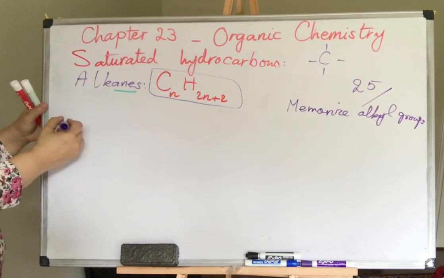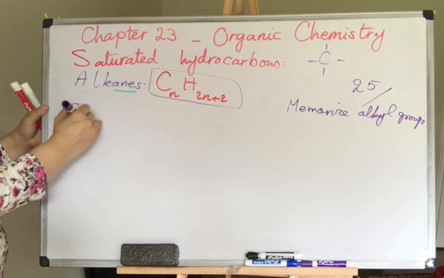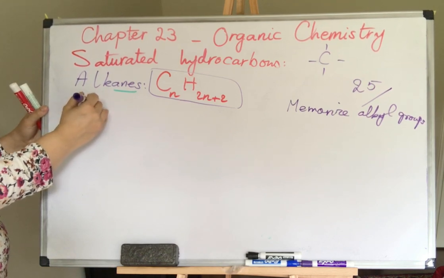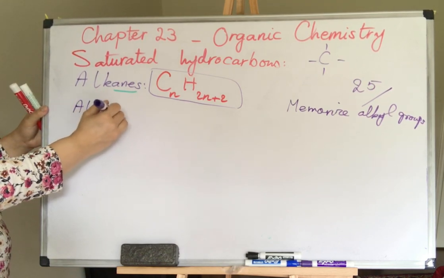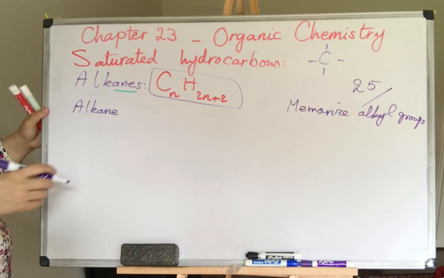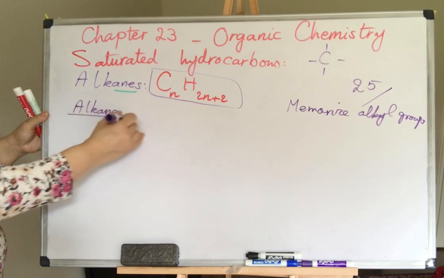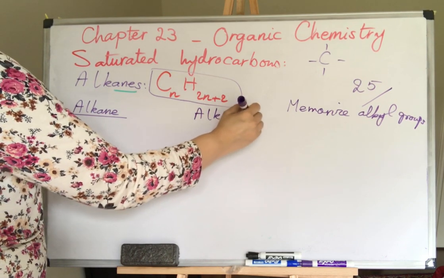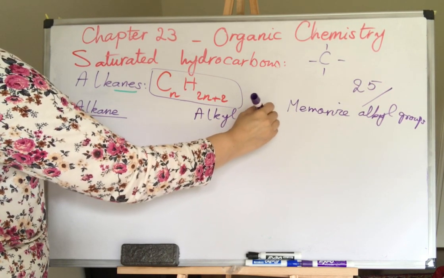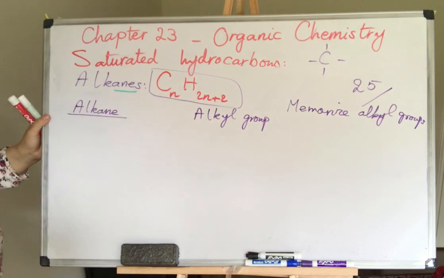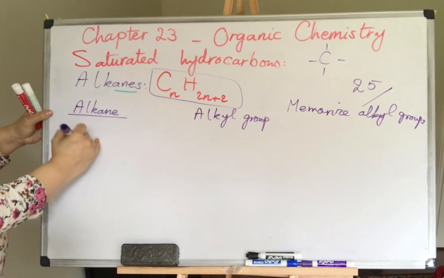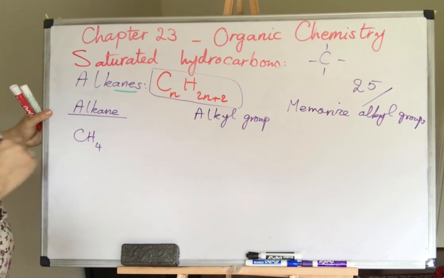So, how to find the alkyl structures? This is the alkane, and we will have the alkyl group. Luckily we don't have too many of them. I'll show you how to make the alkyl group from alkane. So the first one was methane, right? Methane.